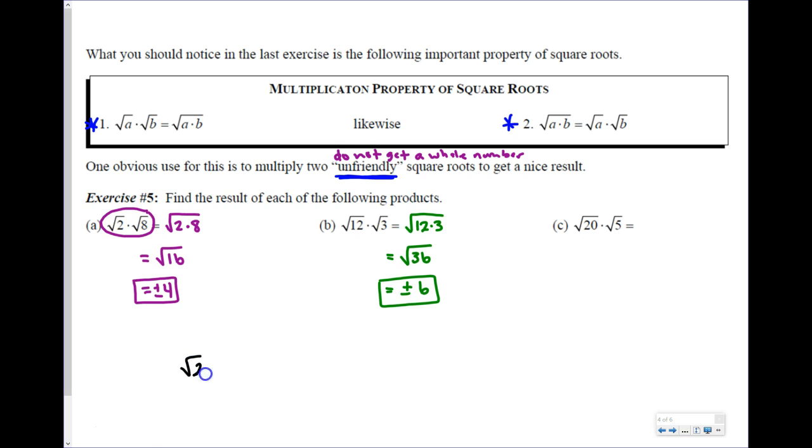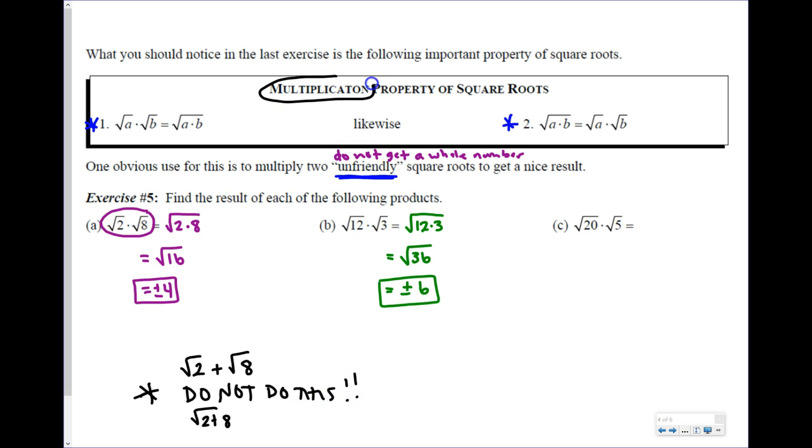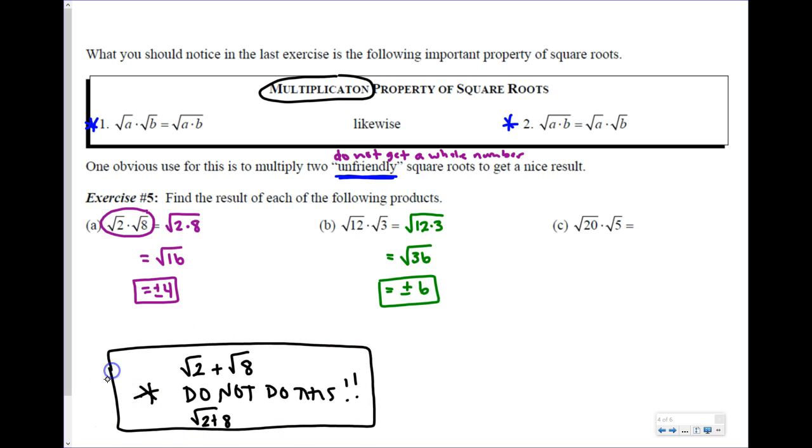If you have something like the square root of 2 plus the square root of 8, you do not do this. This does not work. Do not do this. It only works for multiplication. So be really careful here. You cannot do this. This is bad. Only works for multiplication. So the last one, make one square root, multiply both of your unfriendlies. 20 times 5 would give me 100, and the square root of 100 works out to a nice plus or minus 10.